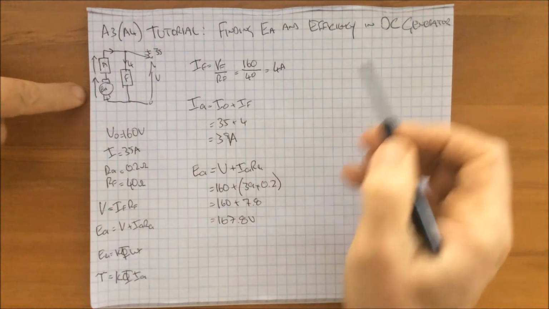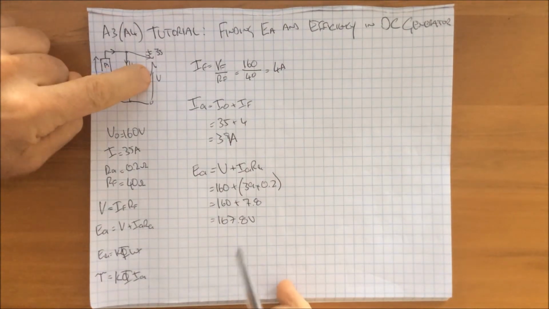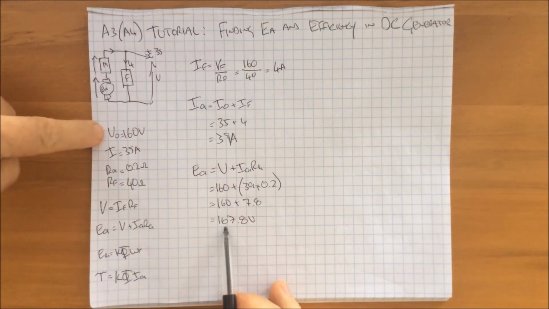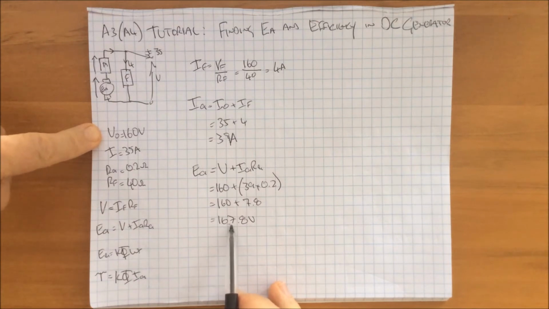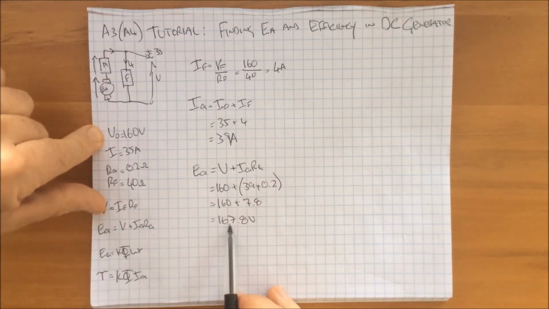And as I said, this is a generator. This number here will be larger than this number, and it is. They're within about 90% of one another, and it is. So that all makes sense.